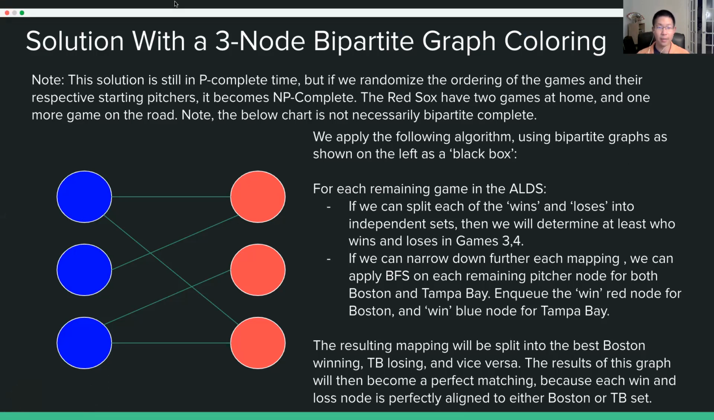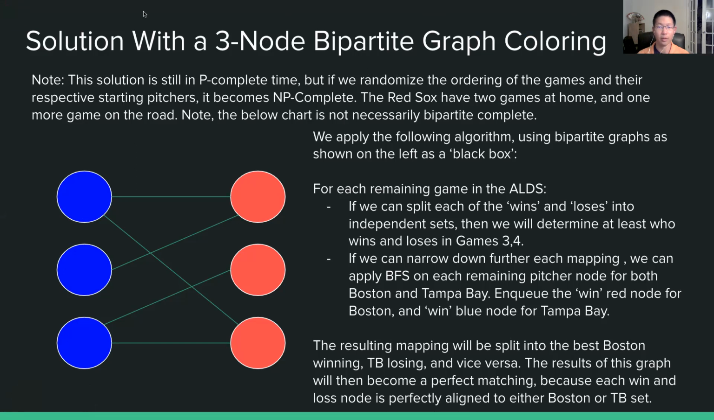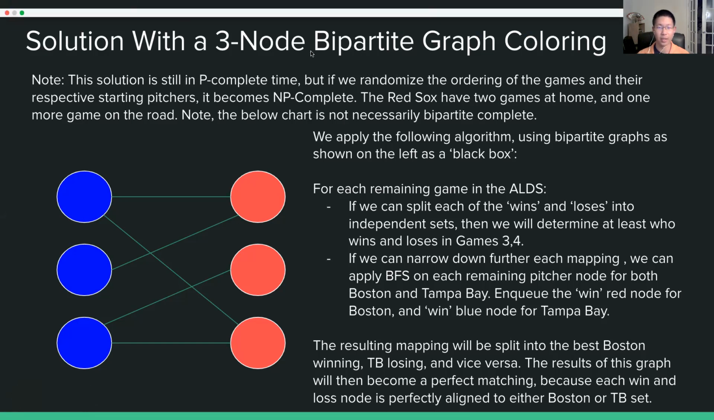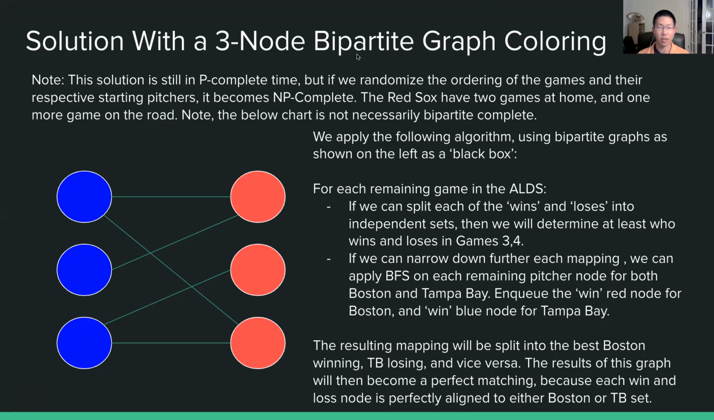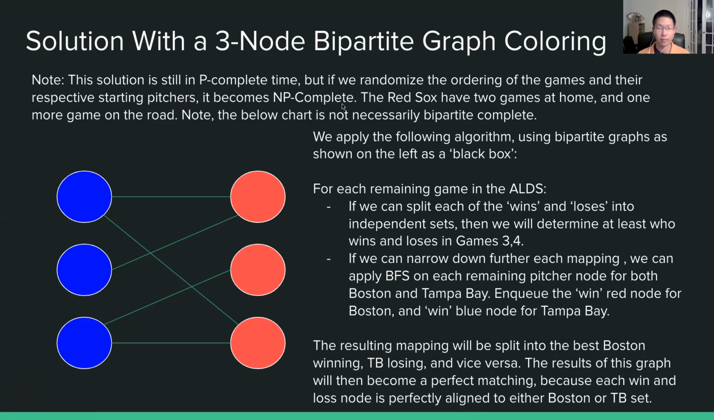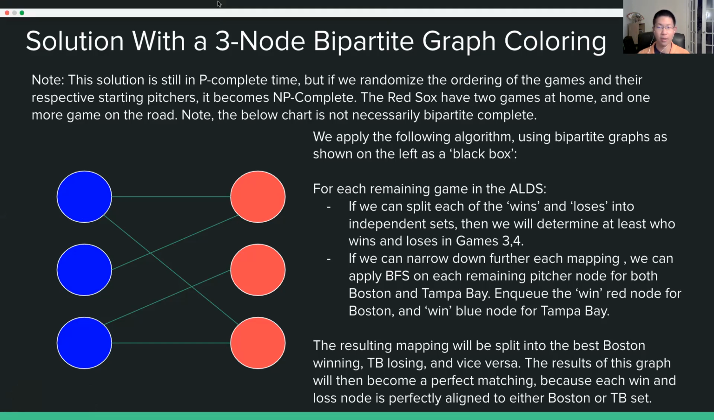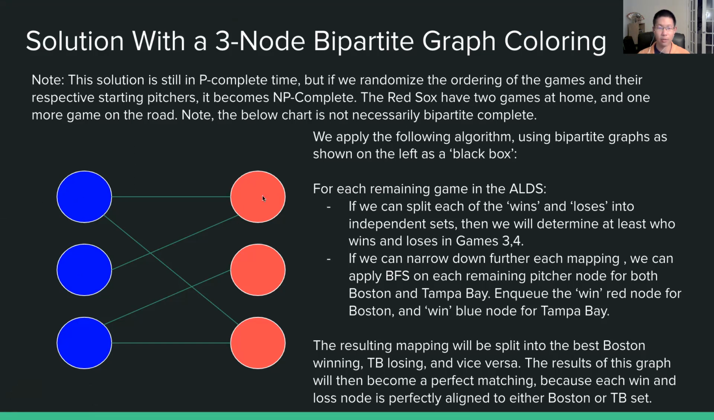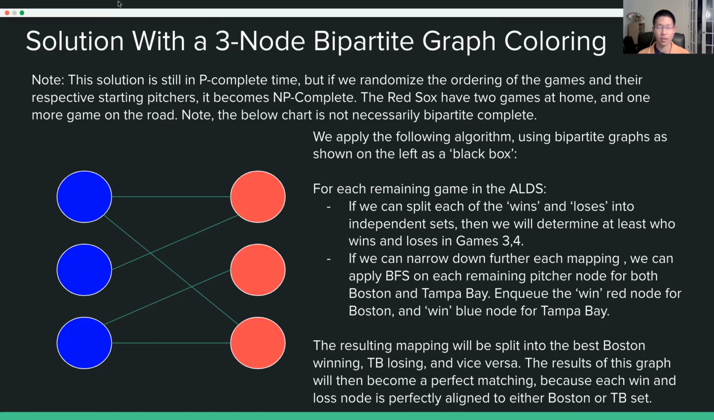And this solution is still in P time, which means polynomial. Very important. But if you change up the ordering of the games and the respective starting pitchers, it becomes NP-complete. It'll become basically a form of vertex cover, which is something very advanced and we'll talk about in the finale episode. And because the Red Sox have two games at home and one more on the road, this is why it was showing two Tampa Bay pitchers dealing with one Red Sox pitcher because of home court advantage. And of course, it's nothing to do with MLB baseball. It's just an example of a bipartite graph.